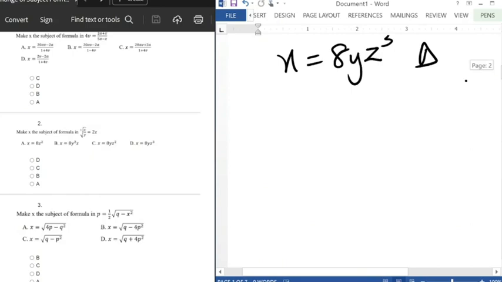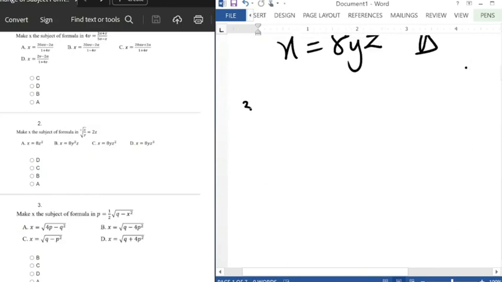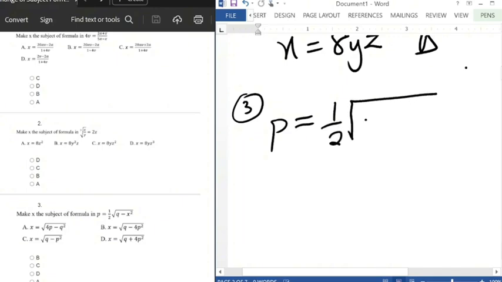For question number 3, make x the subject of formula in this. We're also making x the subject here. So what we have here is p equals 1 all over 2 square root q minus x squared. So this is what happened in question number 1 and question number 2 above. So we're going to do it bit by bit.